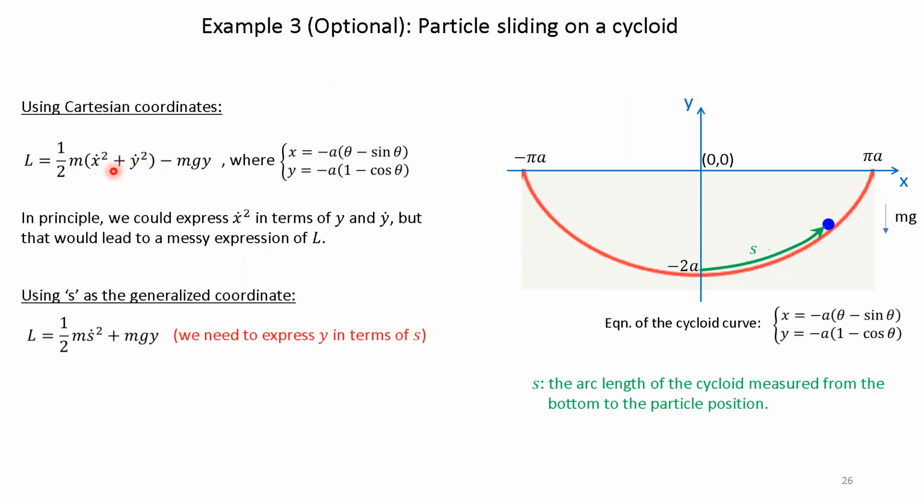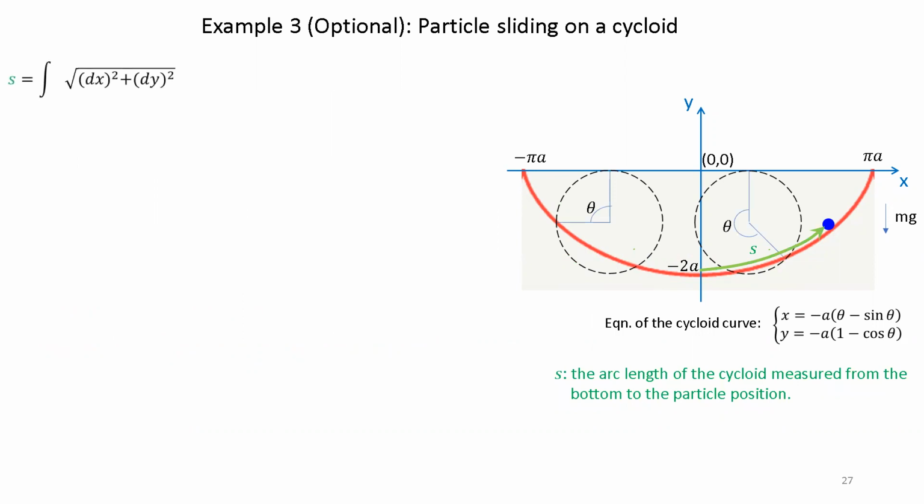The kinetic energy part is easy, because just from the picture, we know that the velocity will be the rate of change of this S. So the velocity is just S dot, and that's why kinetic energy is just this S dot squared right here. However, we need to express the y in terms of S, because of this Lagrangian of y. I want everything in terms of S. And here I need a plus here.